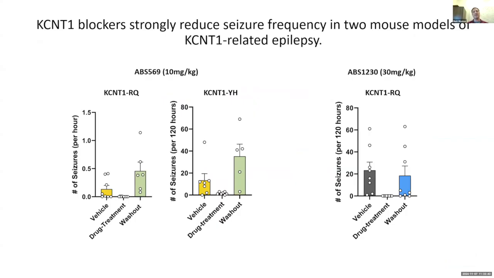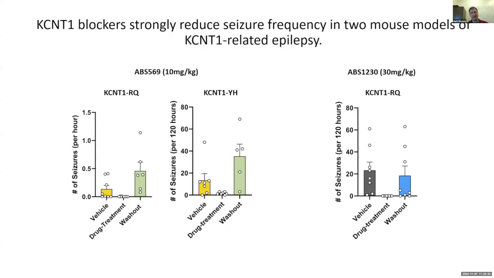We've tested 2 compounds, and on the left there's a compound, for these purposes called ABS 569. We treated both lines with this compound at a 10 milligrams per kilogram dose. In this plot, you're just seeing the combined frequency of seizures for both the generalized tonic-clonic seizures and the tonic seizures. We did a vehicle treatment period, a drug treatment, and then a washout period. On the left is the data from the RQ model. You can see during the vehicle, again, the mice are variable from mouse to mouse, but drug treatment definitely reduces the seizure burden in the RQ model.